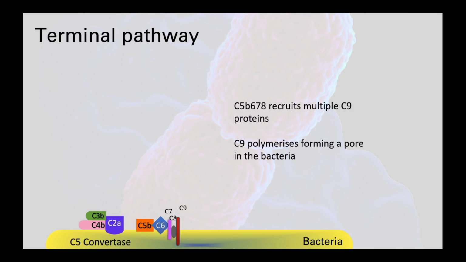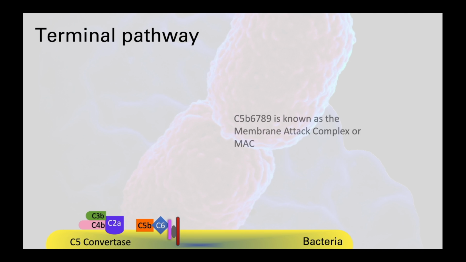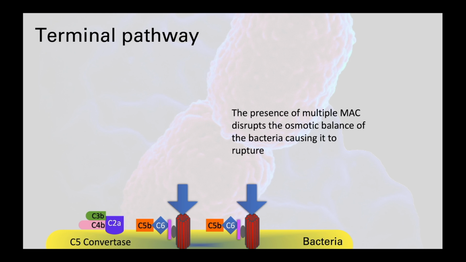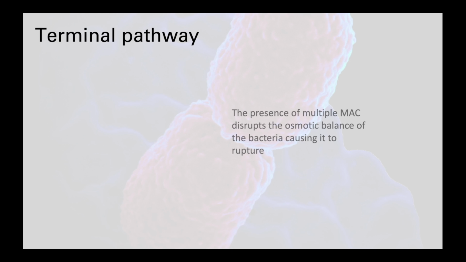of C6, one molecule of C7, and one molecule of C8. Once this complex has inserted into the cell membrane, the first molecule of C9 is recruited, followed by multiple further C9 molecules, which form the pore of the membrane attack complex that we saw previously. This process happens multiple times across the surface of the pathogen, resulting in the loss of osmotic balance, so the bacterium is no longer able to regulate the flow of water into and out of the cell, and this results in the rupture of the cell.